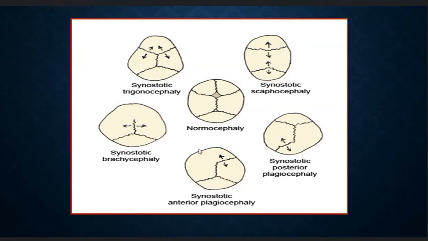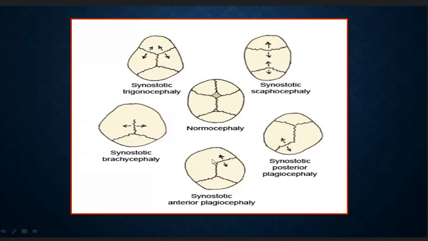And if the fusion happened in one side of the lambdoid suture, on this side or on this side, the expansion will happen on the other part of the head. Fusion here, so expansion on the other side. What does this give us? It is called posterior plagiocephaly.